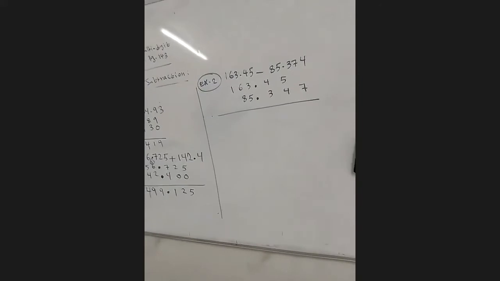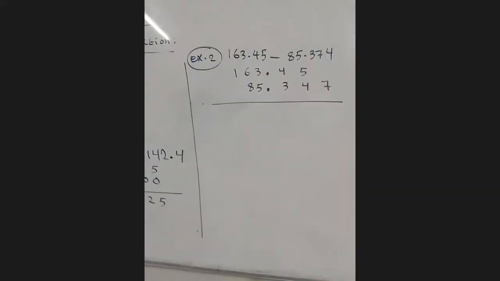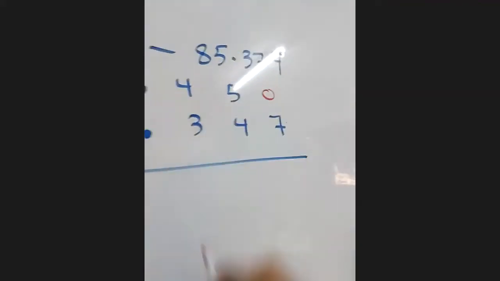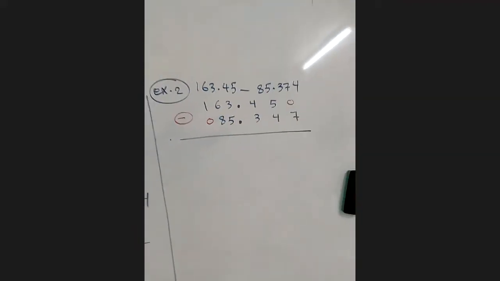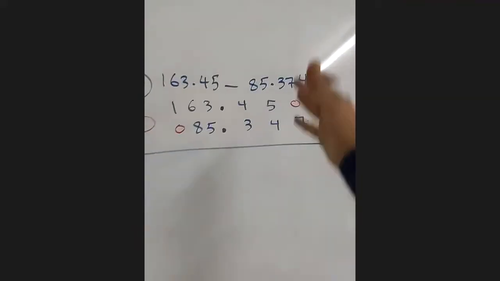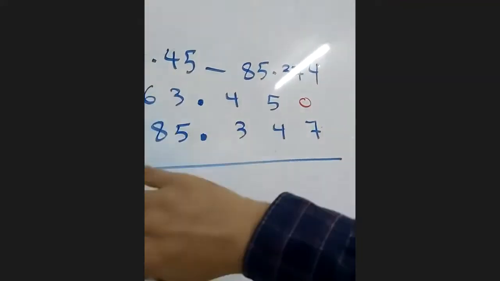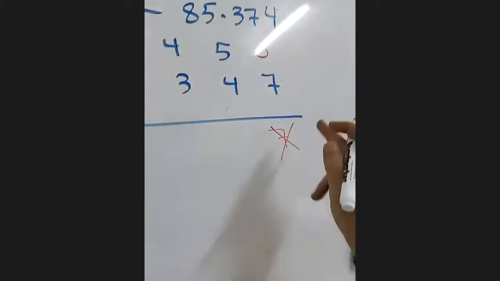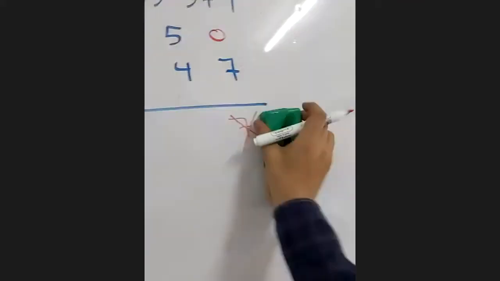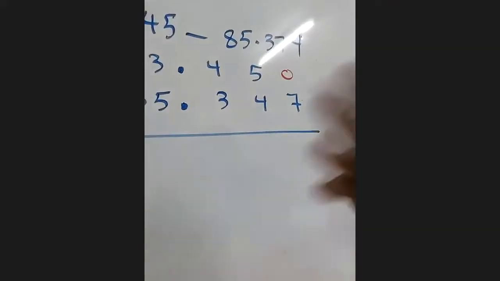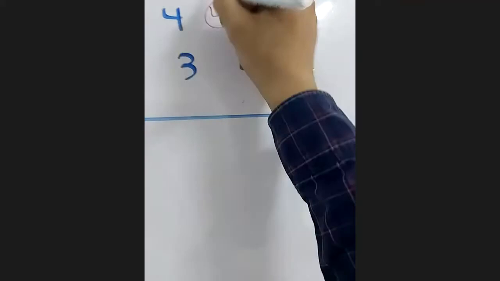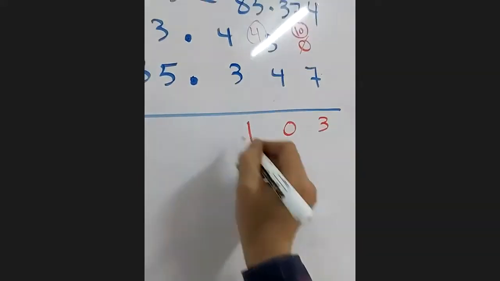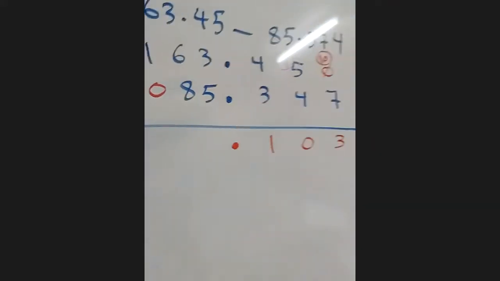Now we have 2 empty spaces. Let's fill them with zeros. Here I have 1 empty space, and here I have 1 empty space. Everything is ready to subtract. We subtract starting from the right, not from the left. 0 minus 7 cannot be, so this will be 10 and this will be 3. Subtract: 10 minus 7 is 3. 4 minus 4, 0. 4 minus 3, 1. Decimal on the same place.